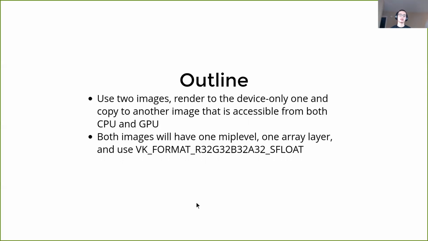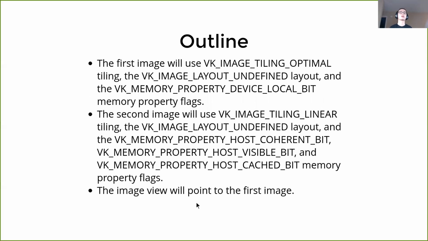because GPUs are not optimized to deal with 3-component stuff. Instead, it's always like 16 bits, 32 bits, etc. So the first image will have tiling optimal, because that would be faster, and initially its layout is undefined, and it is device local memory. The second image needs to be linear tiling, because we need to read them from the CPU side.